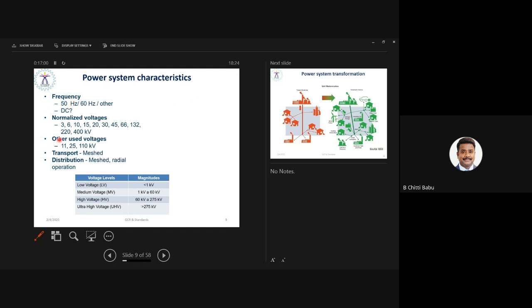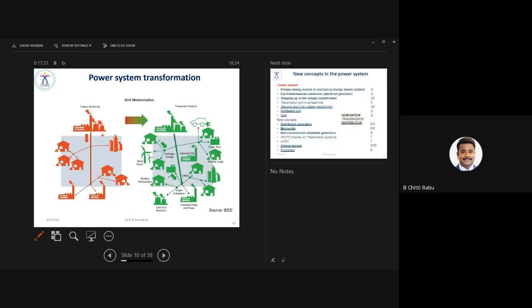Normalized voltages in transmission, generation and distribution may be in the order of kV, with other voltage levels at 25 or 110 kV. Of course, transmission is meshed, whereas distribution is radial. Sometimes the transmission may be interconnected, right? And these are the voltage levels in 3-phase AC systems. And there will be a transformation from today's electricity to tomorrow's choice, with a well interconnected power system. As I said yesterday, we need grid modernization to cope with adding renewable energy sources along with the existing conventional power plants.